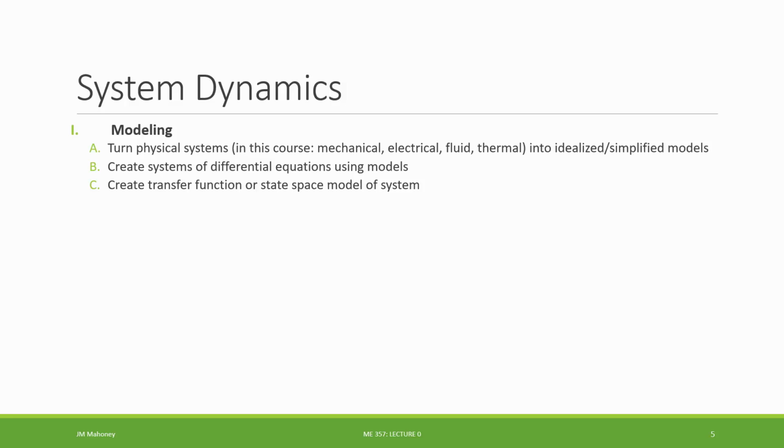Once we have our system or one differential equation, then the last part of the modeling step is we're going to take that equation and we're going to create what we're going to call either a transfer function out of it, or we might take a state space approach to the model. And once we have either the transfer function or the state space, then we have completely modeled the system and we're ready to take it and use it in another step.